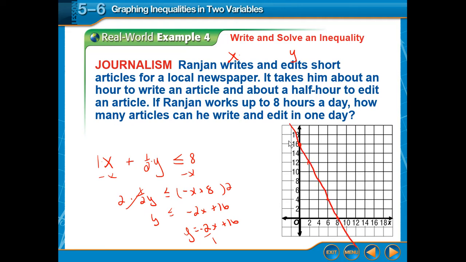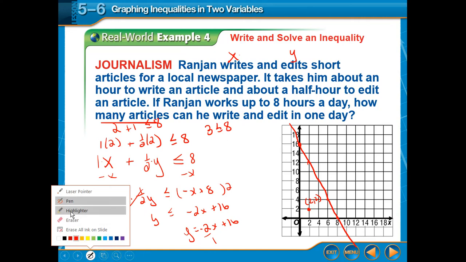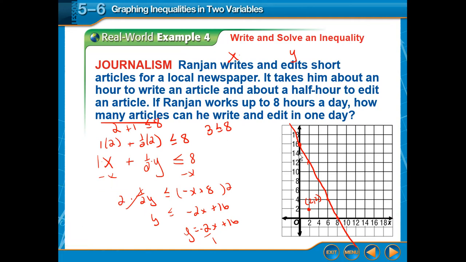And then I want to know where I'm shading this. I'm going to pick a different point this time just so you guys can see. So if I put in the point 2, 2, for x and y, I have 1 times 2 plus 1/2 times 2, and I want to know if that's less than or equal to 8. So I get 2 plus 1 is less than or equal to 8, and that is true. I say 3 is less than or equal to 8. So that is the area that we want to be shading. So inside of here.